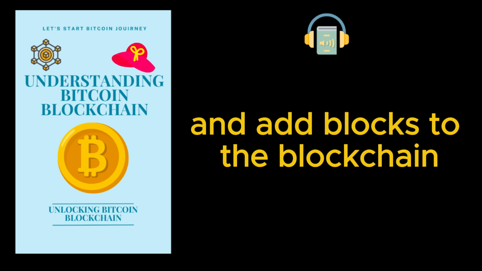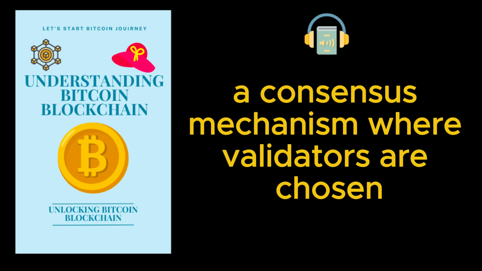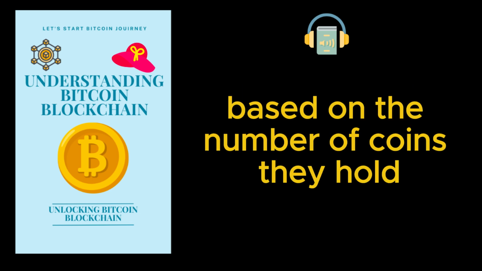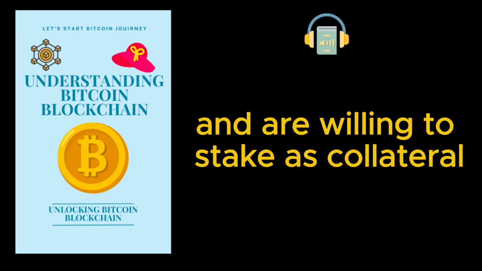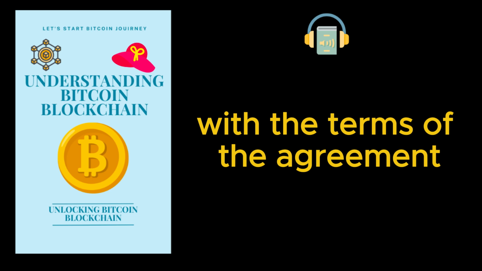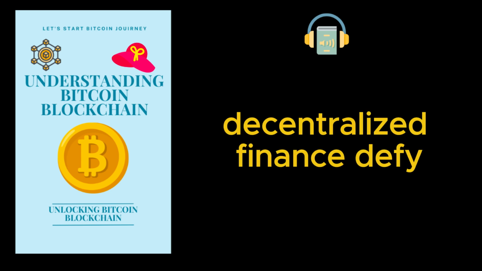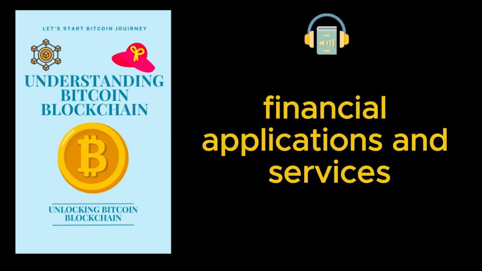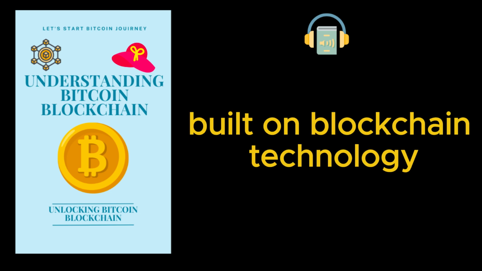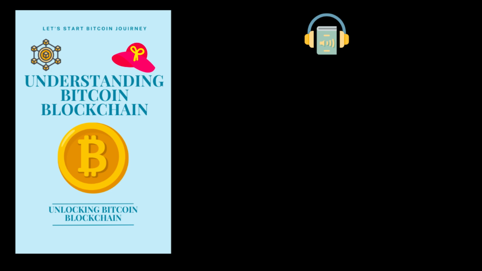to the blockchain. Proof of stake, POS, a consensus mechanism where validators are chosen based on the number of coins they hold and are willing to stake as collateral. Smart contract, a self-executing contract with the terms of the agreement directly written into code, which automatically executes when conditions are met. Decentralized finance, DeFi, financial applications and services built on blockchain technology that operate without traditional intermediaries.